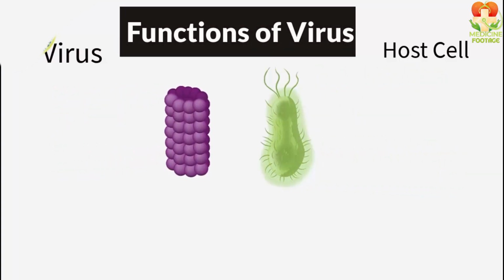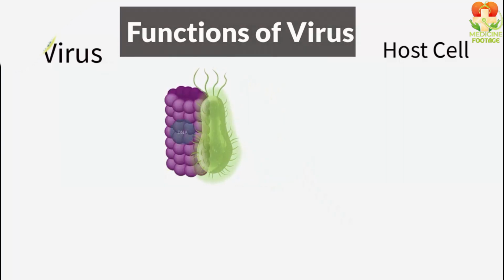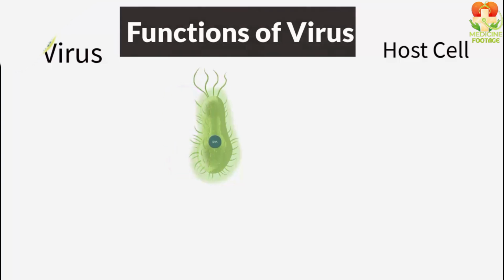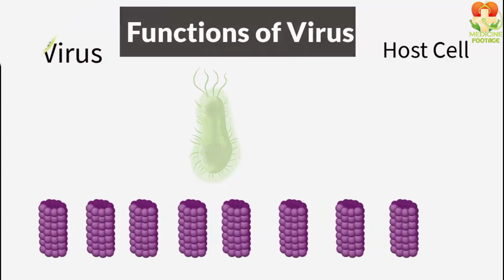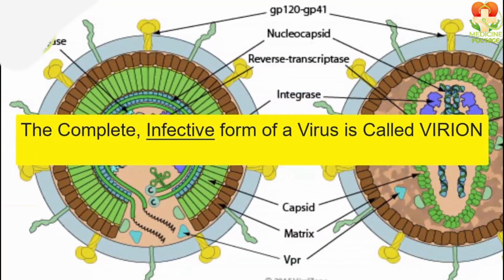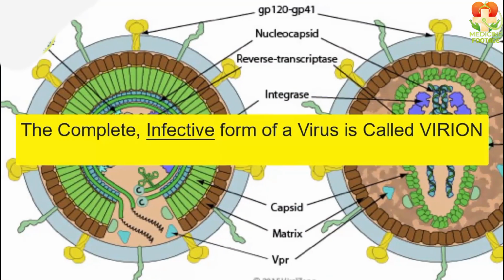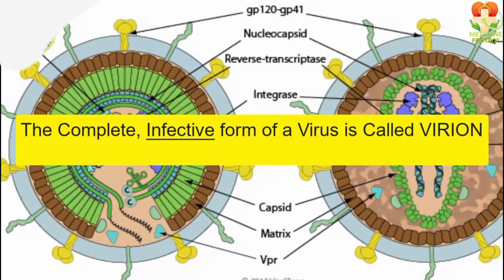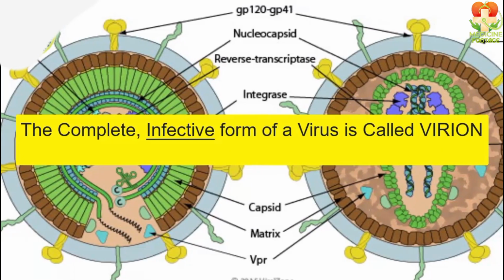I will tell you. First, the virus inserts its genetic material into the host cell. The genetic material will either be DNA or RNA. As soon as the genetic material of the virus enters the host cell, it starts making copies of itself. After that, the virus performs its metabolic activity. Now, this form of the virus, the complete infective form of the virus, is also called a variant. It was necessary to tell you this, which is why I also mentioned variant here.